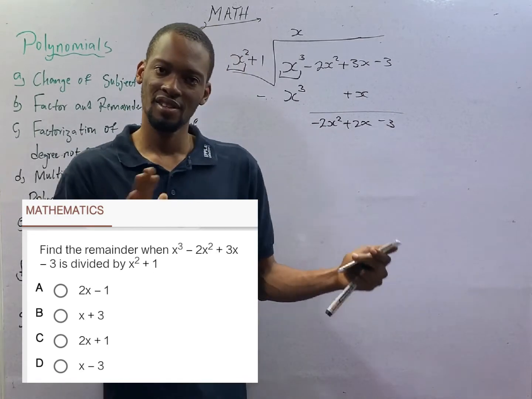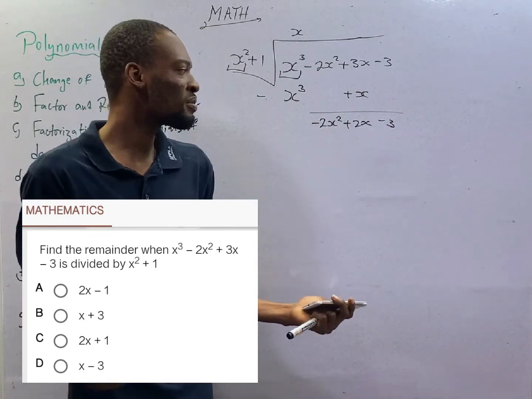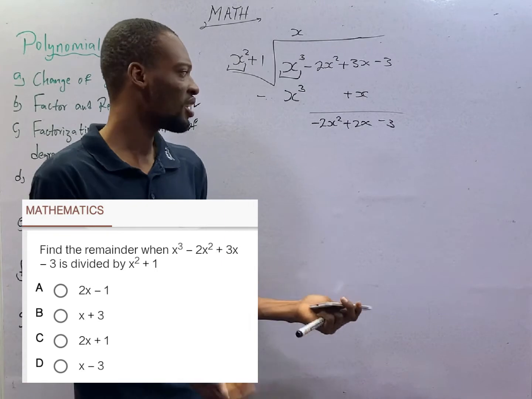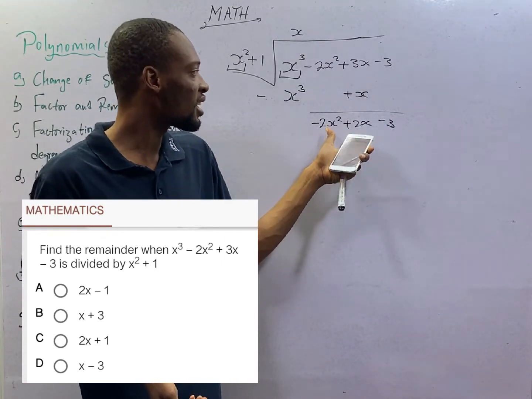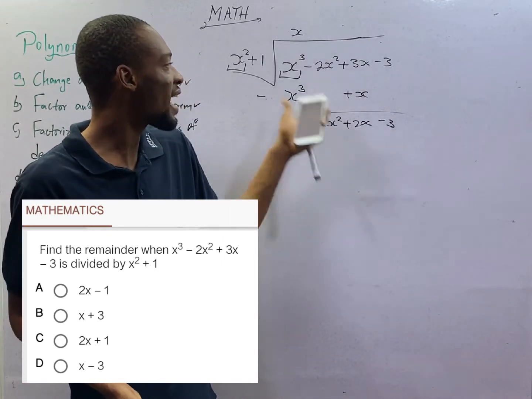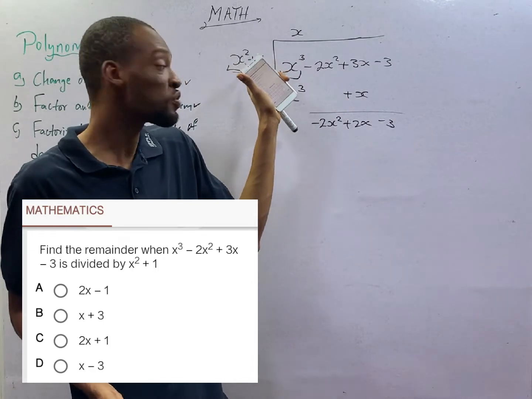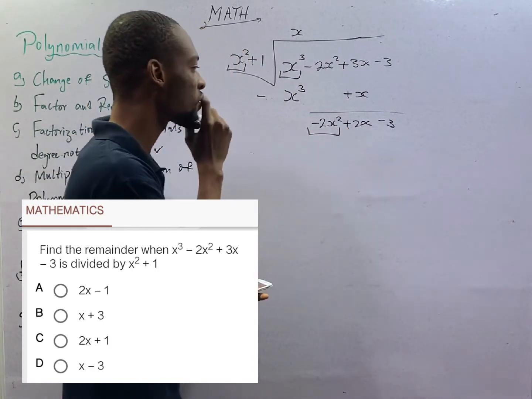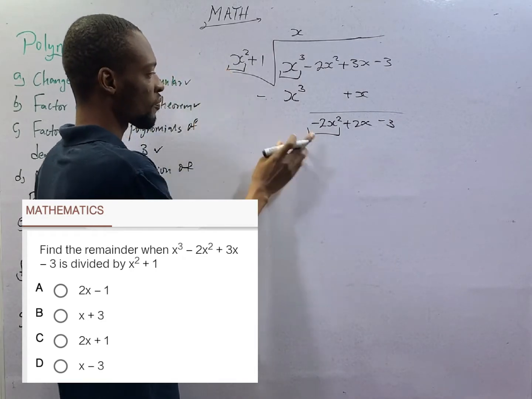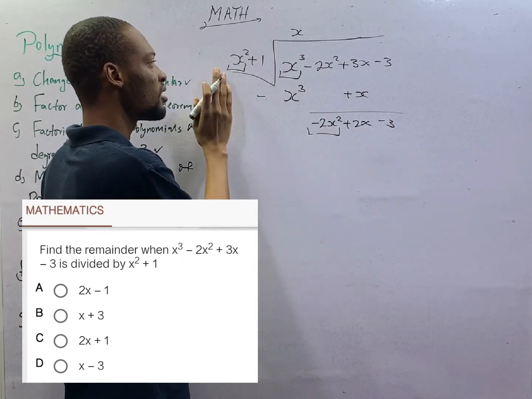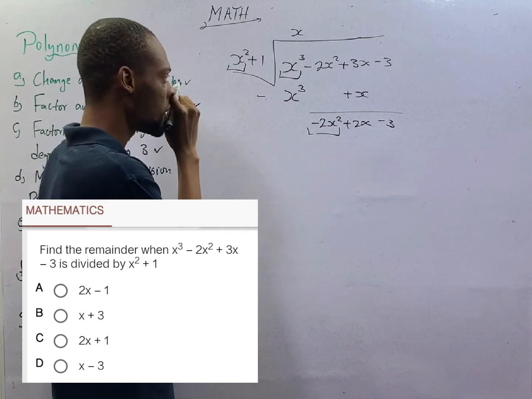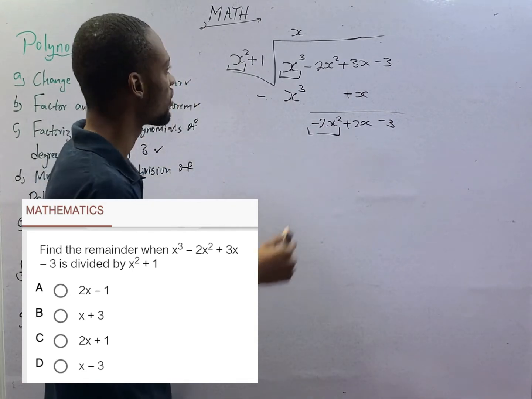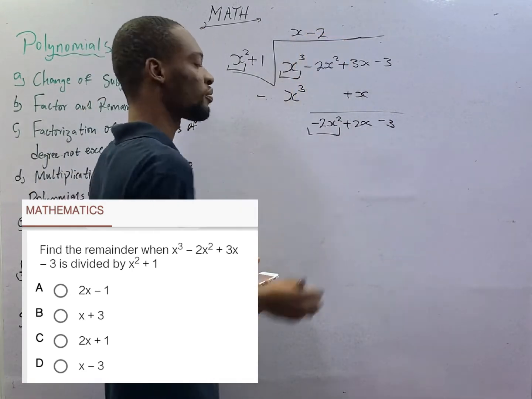This is the procedure. The next step is to continue the same thing. Now that we've gotten this answer and the degree is still higher or equal to what we have as the divisor, we do the same thing. We pick this first one and this first one. Minus 2s squared divided by s squared. That will be minus 2 remaining. So here is minus 2.